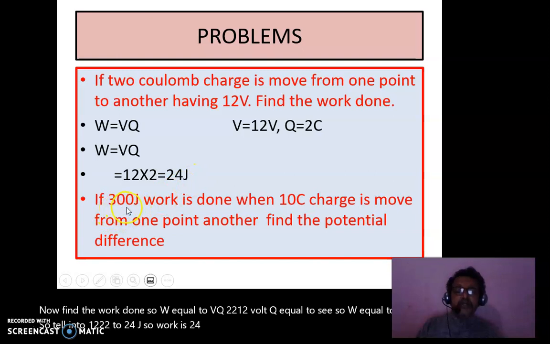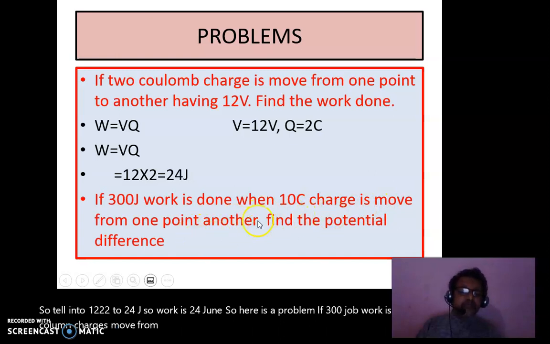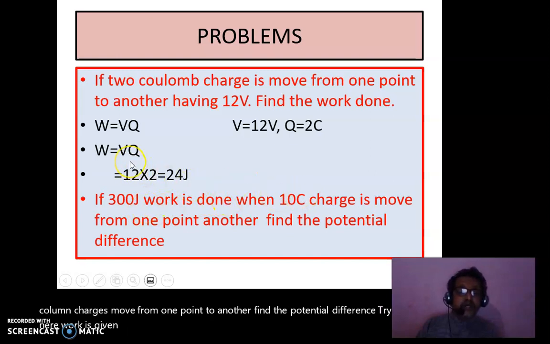So here is a problem. If 300 joule work is done when 10 coulomb charge moves from one point to another, find the potential difference. Try to solve this. Here work is given, Q is given, you have to find the volt V, by using V equal to W by Q.